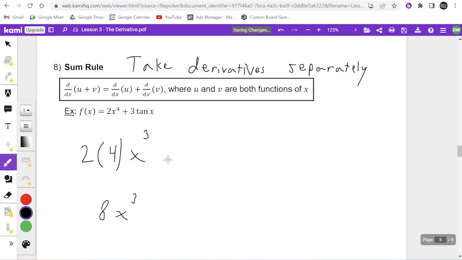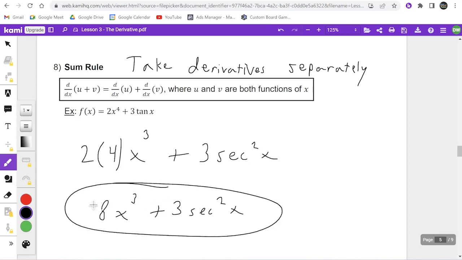Then for the plus 3 tangent x, that's going to be plus 3. And then the derivative of tangent x is secant squared x. And that's what I'm going to be putting right there. Again, you have to memorize the derivative of tangent. It's secant squared x. And it's positive, which is nice. Any questions on any of the 8 rules I just said?